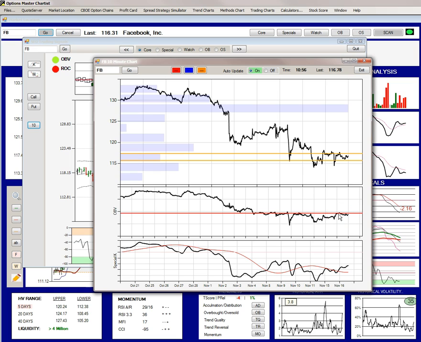So this is on the watch list, and we're going to leave this chart up and just check on it during the day and see if we get a change.